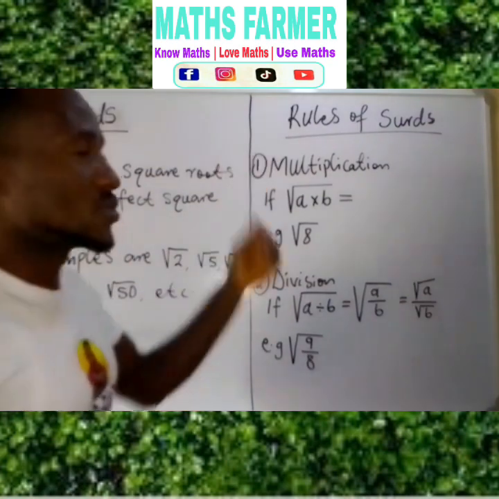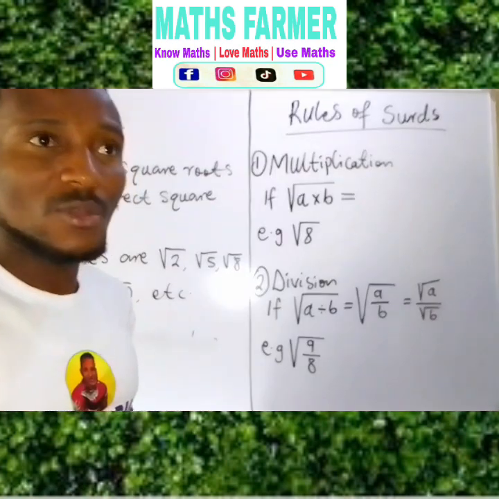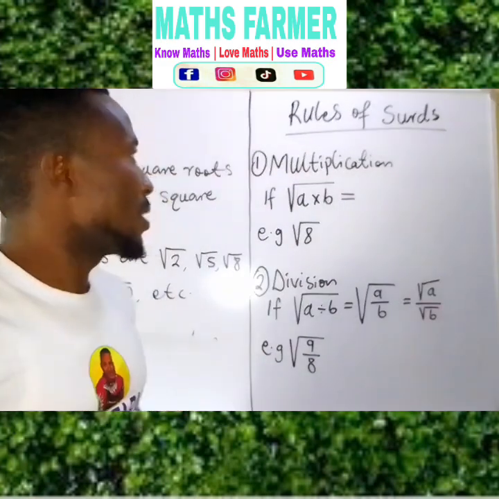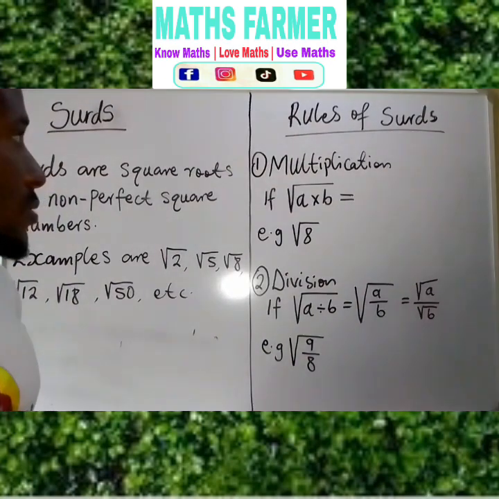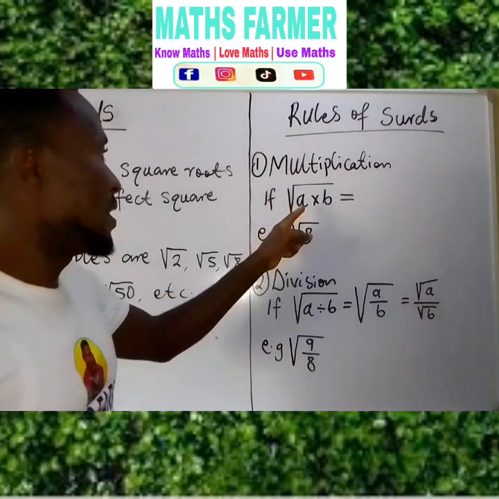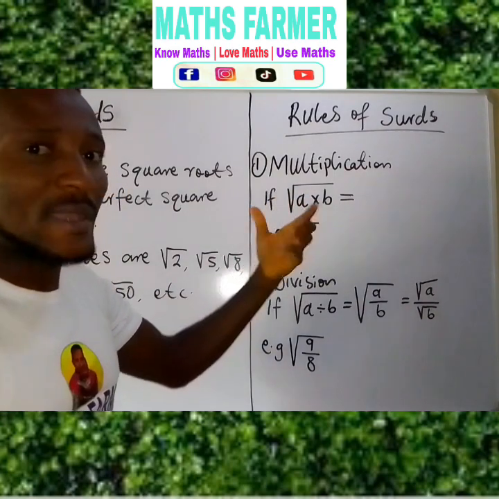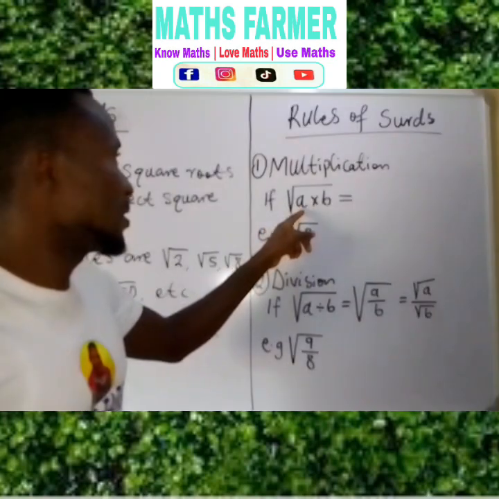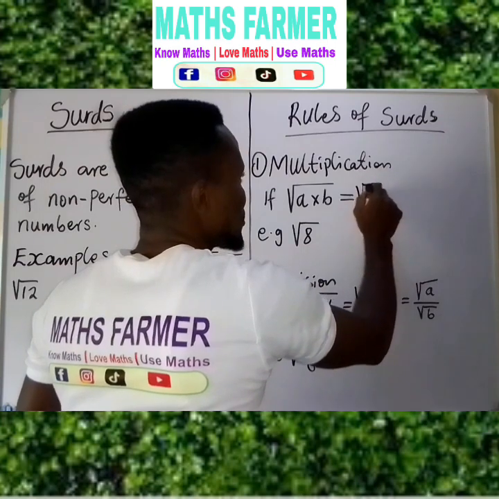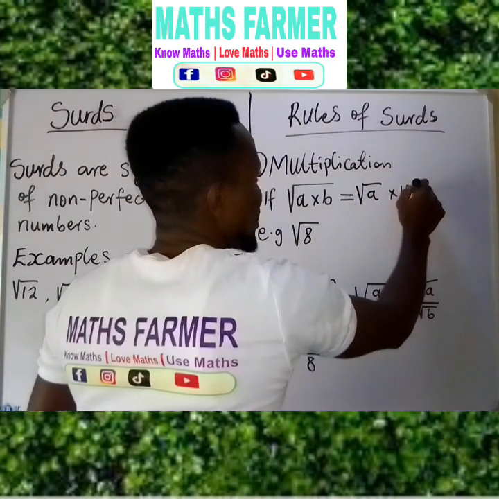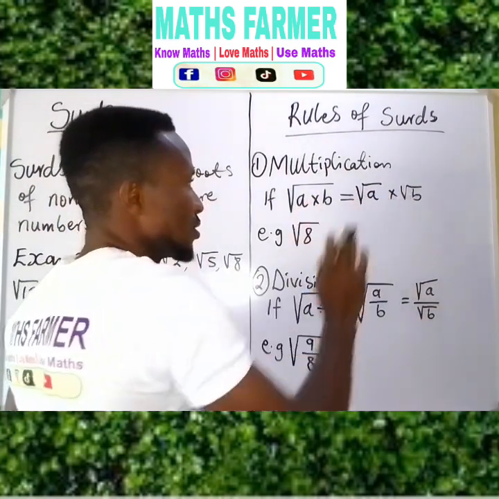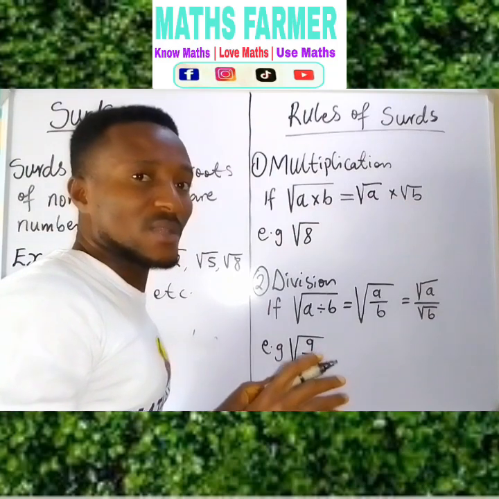Now, we have some rules that govern the operations in surds. We have some rules that enable us to carry out or simplify problems in surds. The first one is the multiplication rule. It says the square root of a multiplied by b, where a and b are integers, is the same thing as the square root of a times the square root of b. A, collect your own square root. B, collect your own square root, so that everybody will have their own.